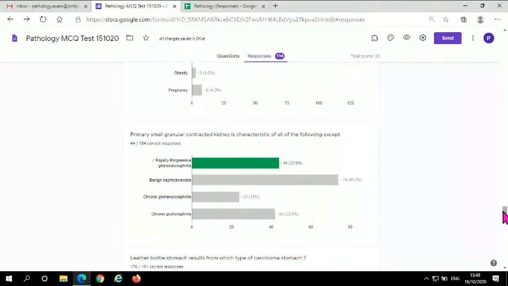Primary small granular contracted kidney is characteristic of all of the following except: RPGN, benign nephrosclerosis, chronic glomerulonephritis, chronic pyelonephritis. Here, the word chronic has already been used. So small granular contracted kidneys occur generally in the chronic phase. These three are the main causes: benign nephrosclerosis, chronic glomerulonephritis, and chronic pyelonephritis, and they have to be differentiated anytime you get a small granular contracted kidney. In RPGN, generally there might be a large white pale kidney.